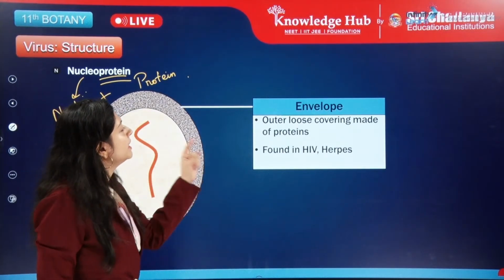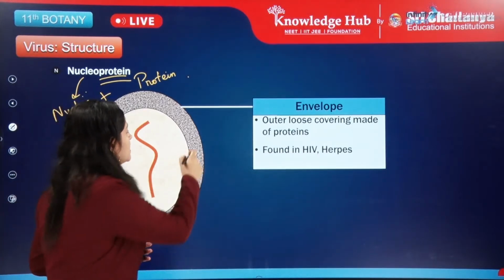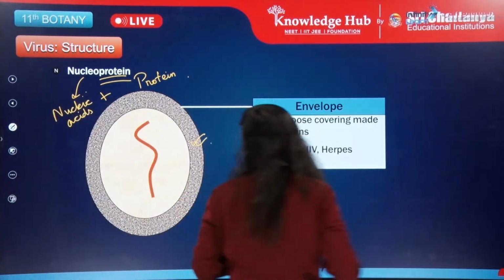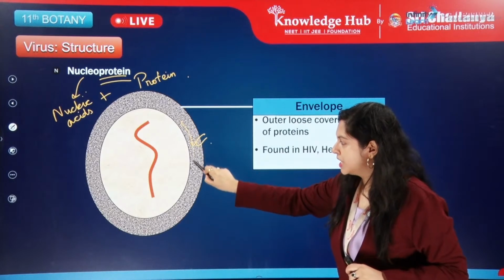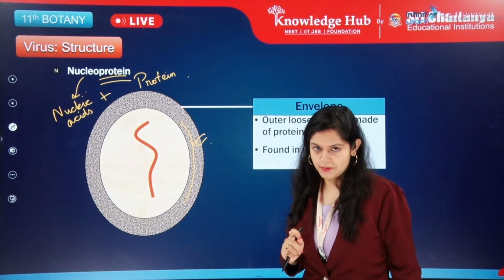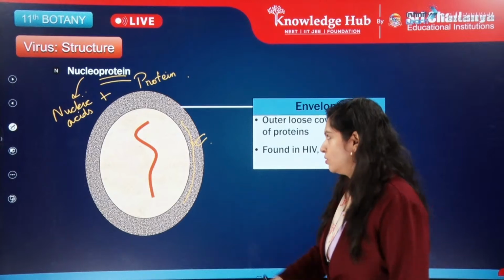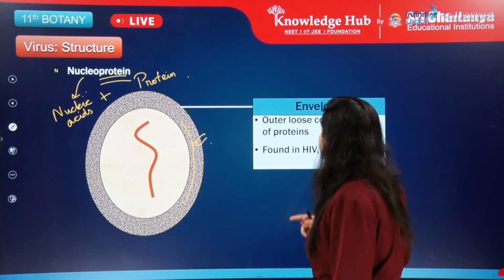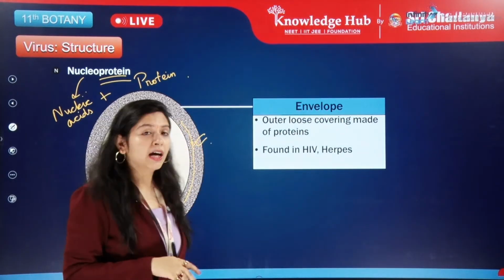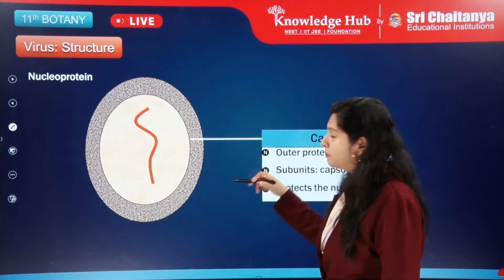The envelope is an outer loose covering made up of proteins. This particular covering which you are seeing here, this outer covering, is made up of proteins, and inside it is the genetic material. I will come to this. So this is the nucleoprotein and this is the envelope, and it is found in HIV, herpes, all these types of viruses.